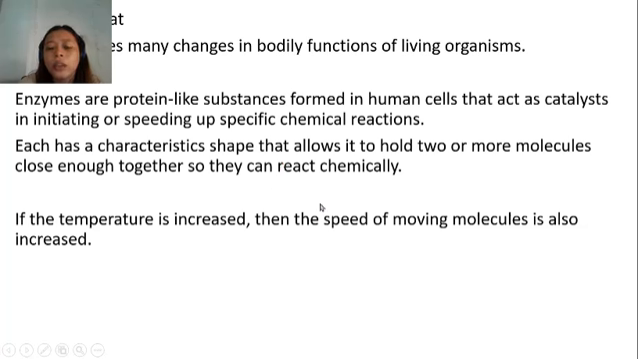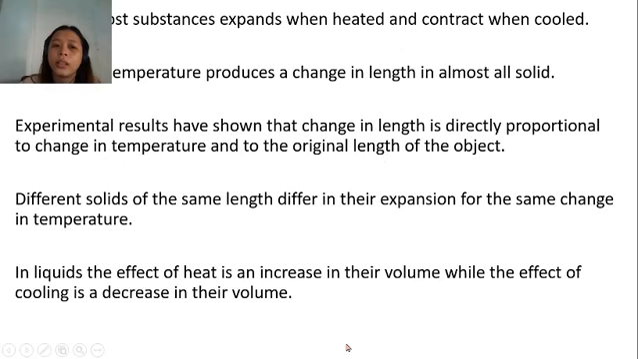So what happens when they are heated? Their specific shape gets denatured. Therefore, the shape or size of the enzyme is damaged, and it can no longer partner with the cofactor because its shape has changed. Therefore, some processes in our body also change because the enzyme can no longer function naturally, in its normal way of functioning. So if the temperature is increased, then the speed of moving molecules is also increased.